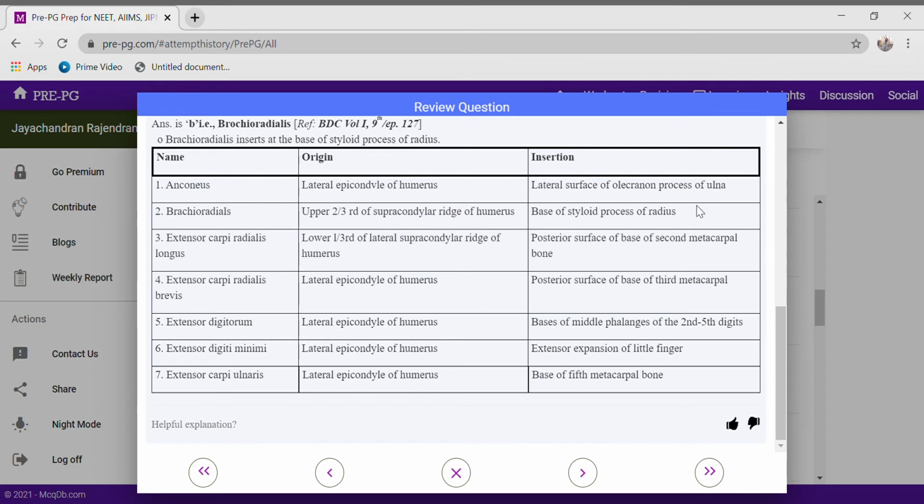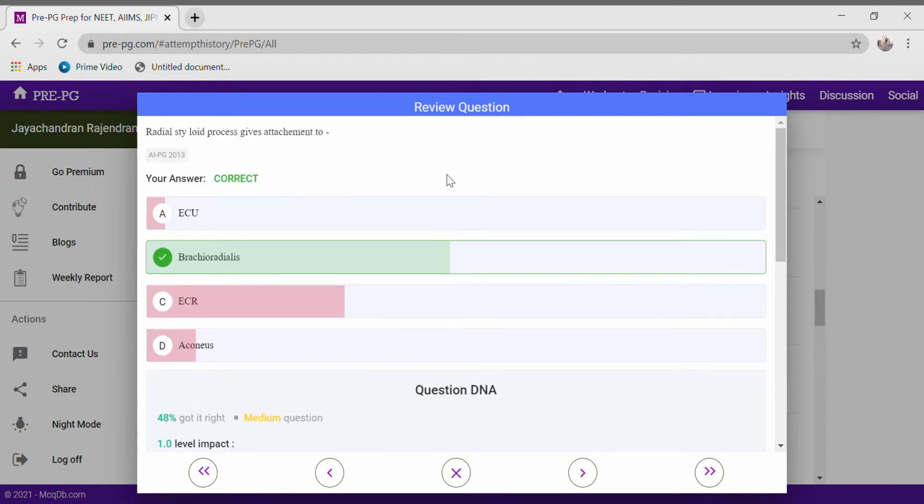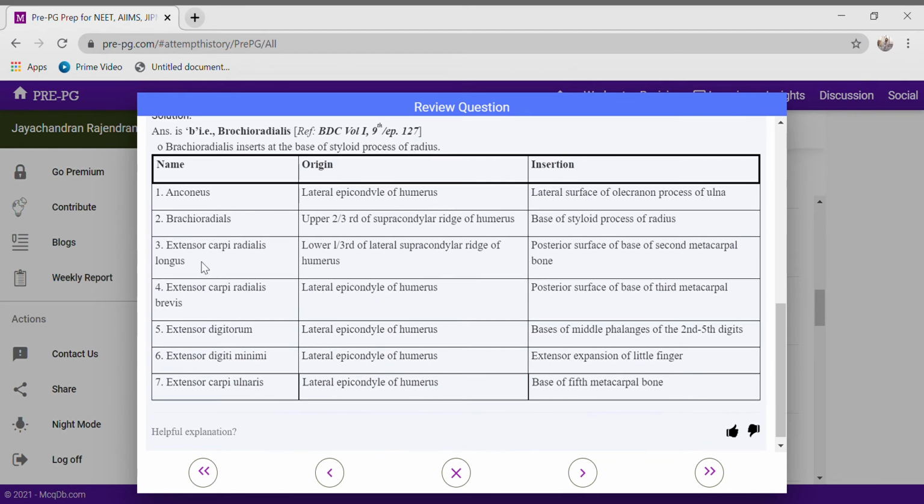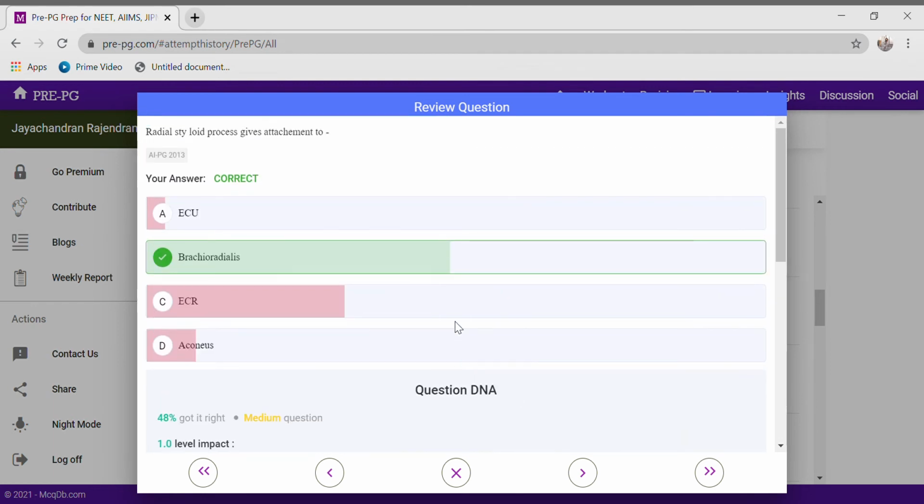The rest: extensor carpi radialis longus and brevis get inserted at the second and third metacarpal. Extensor digitorum is at the second to fifth digits. Extensor digiti minimi is at the expansion of the little finger. Extensor carpi ulnaris is at the base of the fifth metacarpal. Anconeus is the olecranon process of the ulna, whereas brachioradialis is only the styloid process of the radius. So the styloid process of radius gives insertion to the brachioradialis. This tabular column of insertions you should remember.